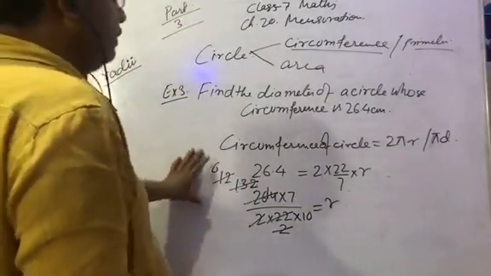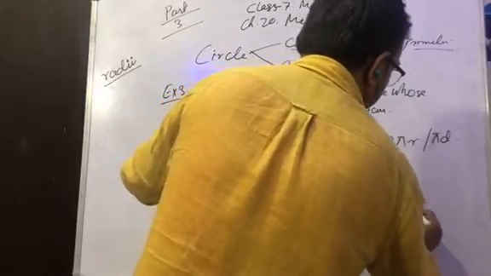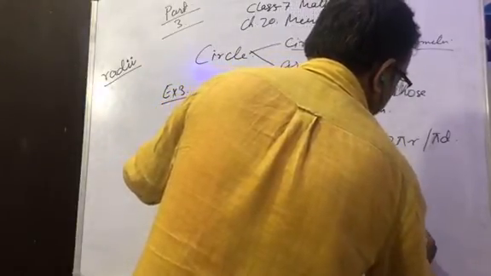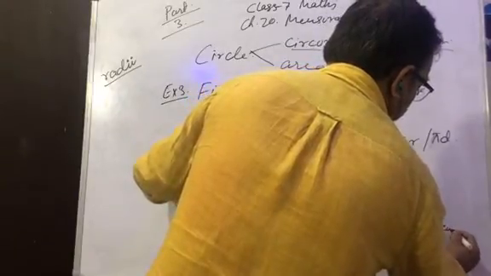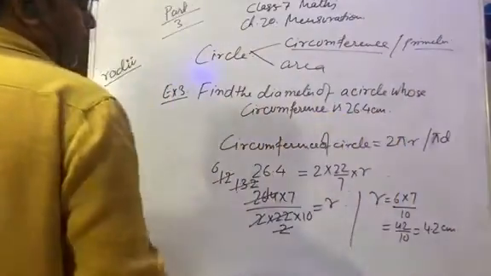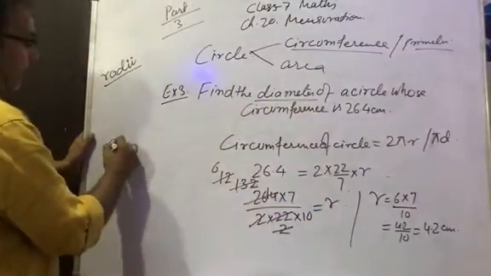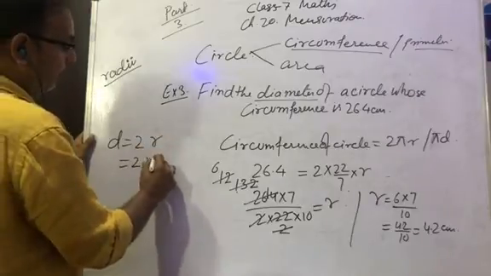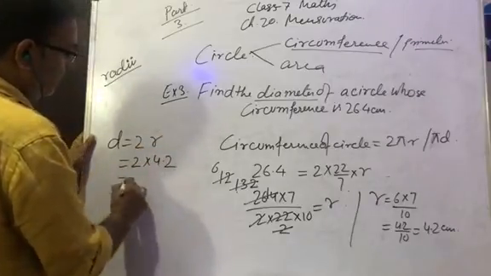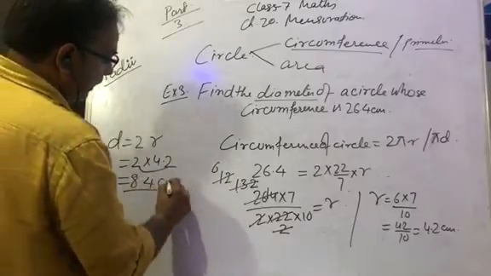So r is equal to 6 into 7 upon 10. So it is 42 upon 10, which is equal to 4.2 centimeter. And now you have to find the diameter. So diameter is equal to 2r. So it will be 2 multiplied by 4.2, which is equal to 8.4 centimeter.